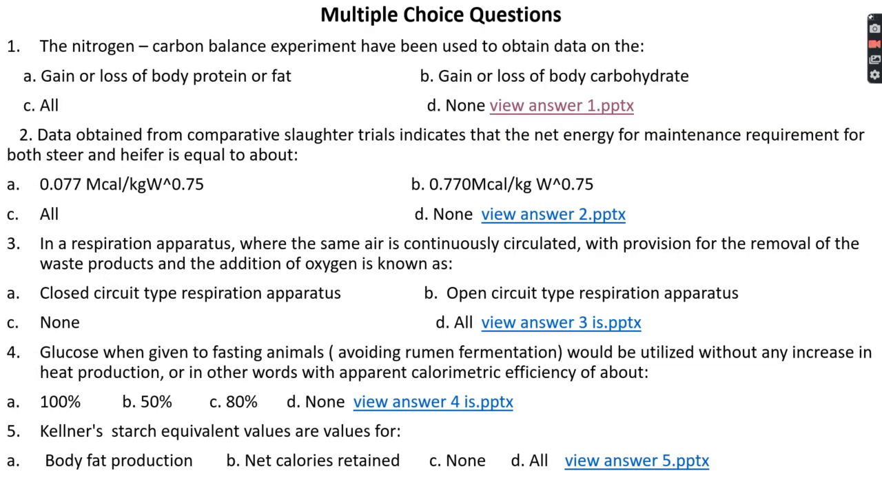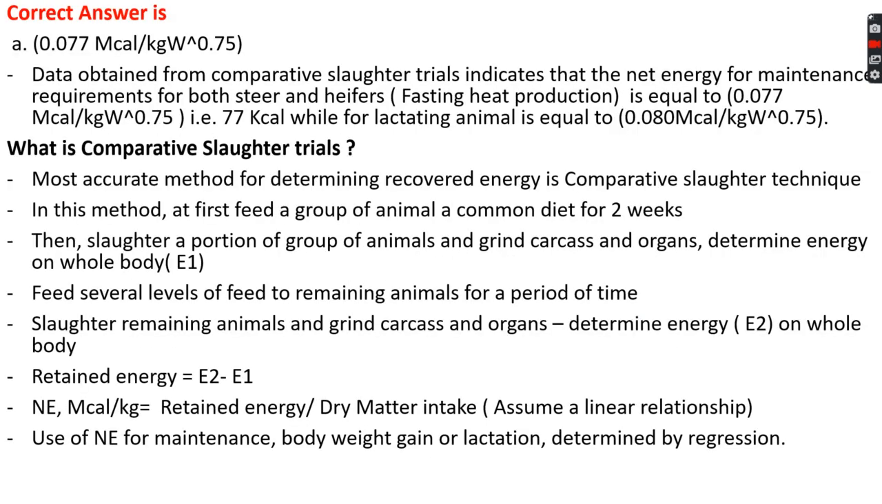Question number 2. The data obtained from comparative slaughter trial indicate that the net energy for maintenance requirement for both steer and heifer is equal to about option A, 0.077 megacal per kg body weight power 0.75, option B, 0.770 megacal per kg body weight power 0.75, option C, all, option D, none. The right answer is option A, which is 0.077 megacal per kg body weight power 0.75.